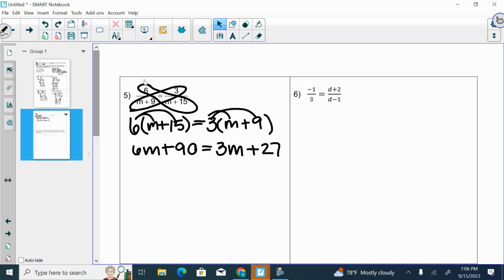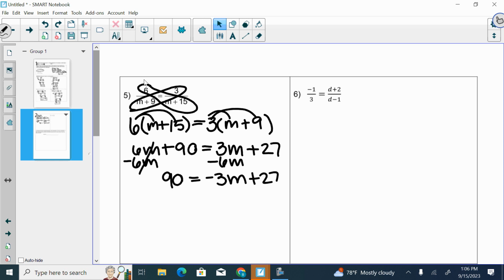All right, so now I need all the m's on the same side. What could we do to make that happen? -6, okay. -6m. Either way would work, right? Either way would work, yes. So then now on the left, all we have is 90, right? And over here, what is 3 minus 6m? Good. So I have -3m plus 27.